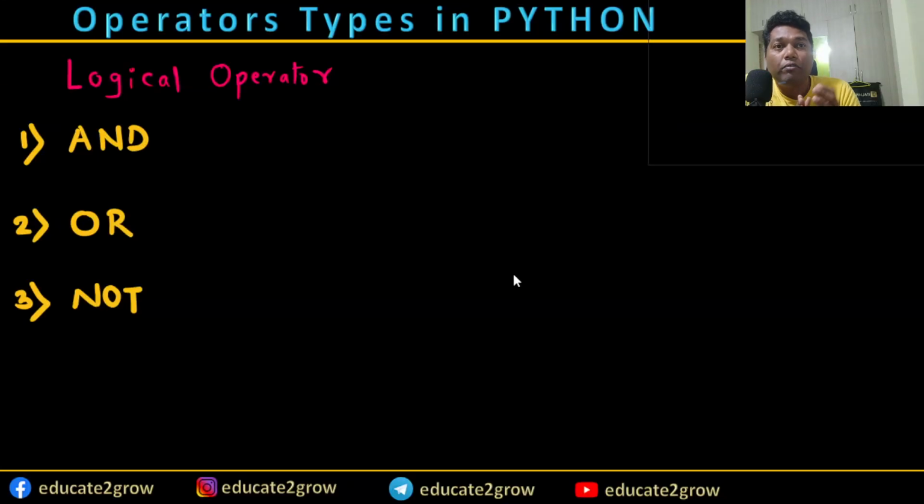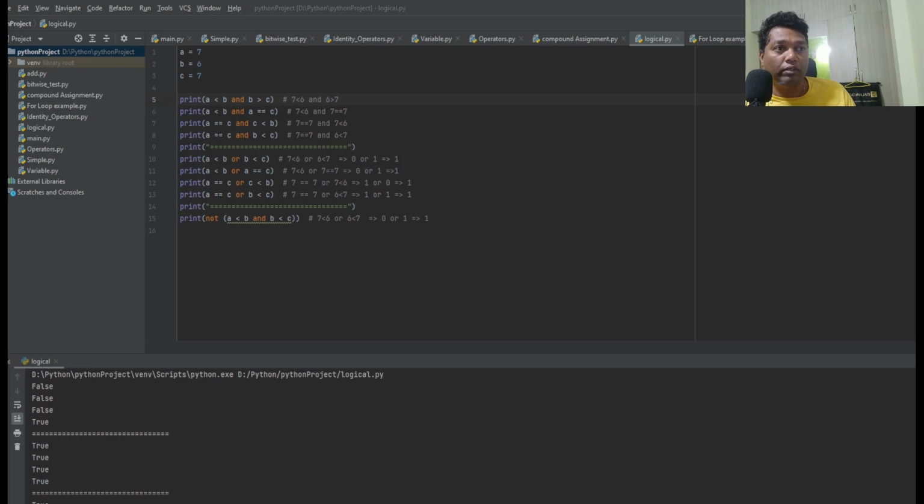So the next type of operator is the logical operator. In this logical operator we have AND, then OR, and then NOT. So these are the three operators. Let's go to the programming window and see how these will work. Generally we are going to use expressions to execute these kinds of logical operators. The result always gives true or false.